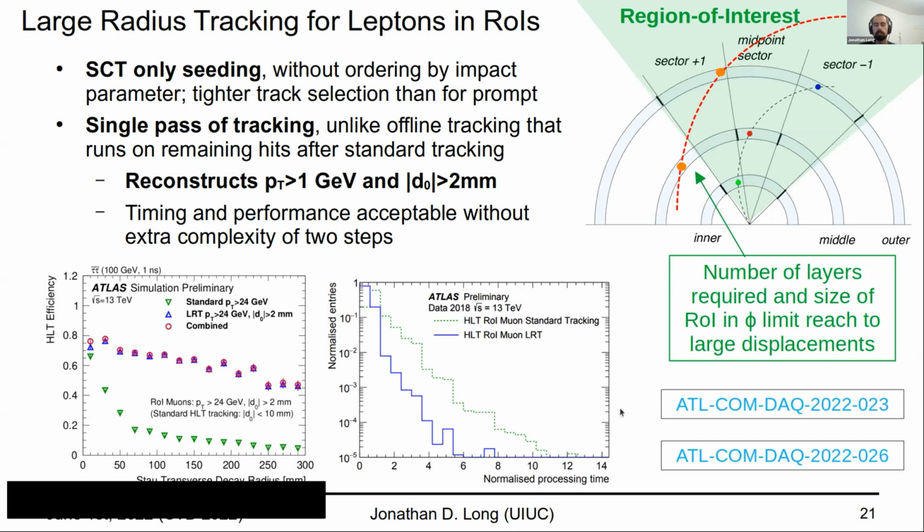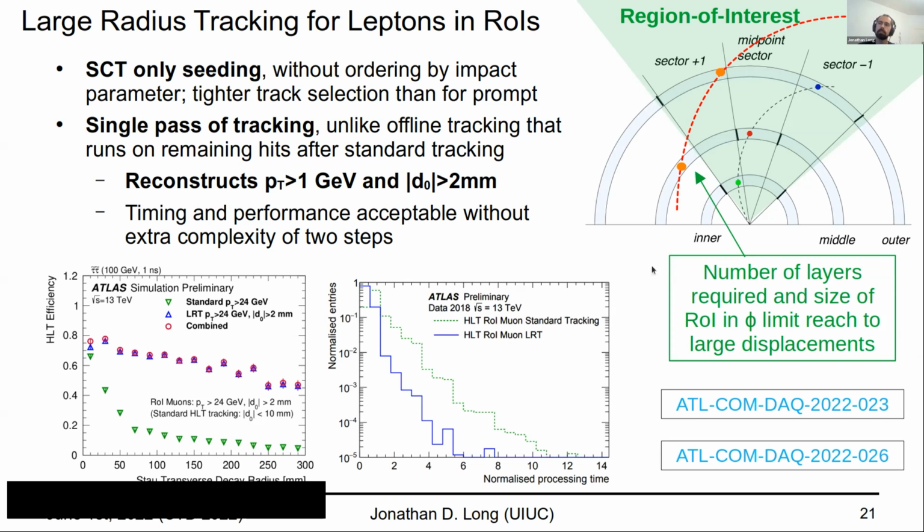In the middle here, this is the normalized processing time. So it's the processing time for the LRT algorithm and standard tracking normalized to the average of the standard tracking. So it's just showing you that on average, the LRT tracking is actually running quicker than standard tracking, which is nice.